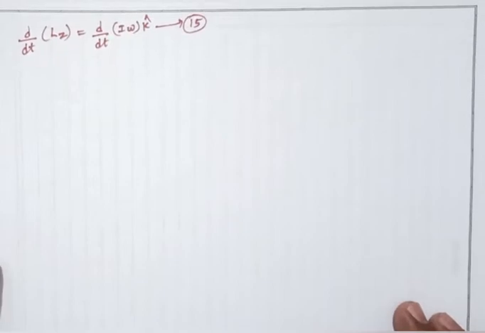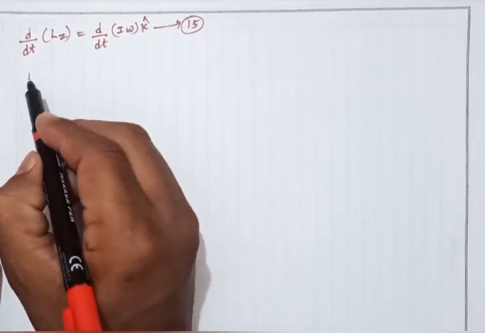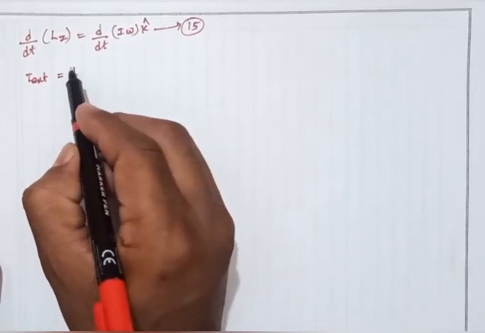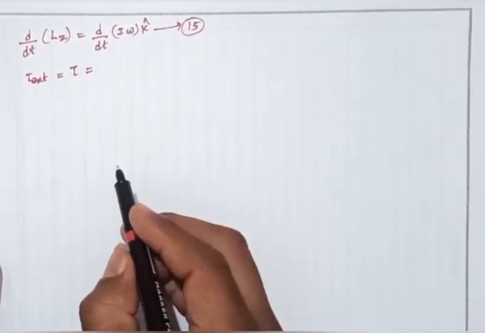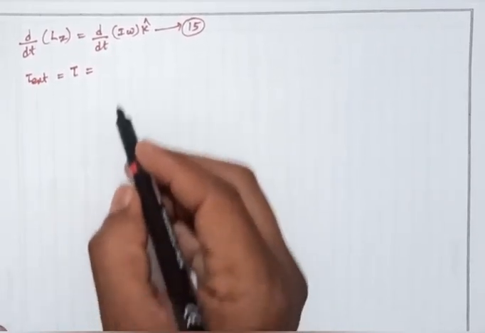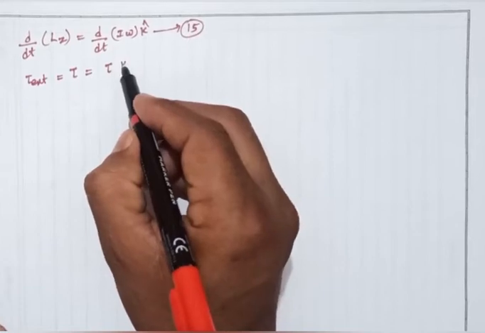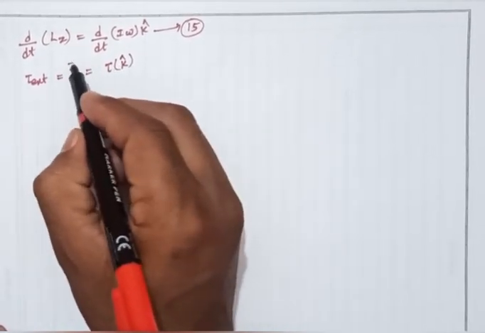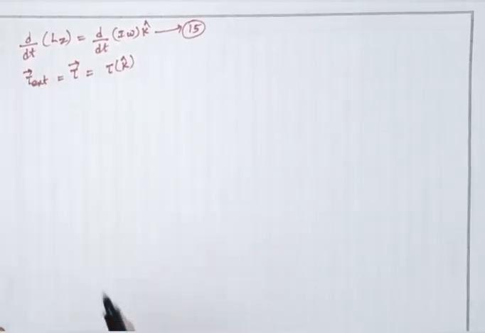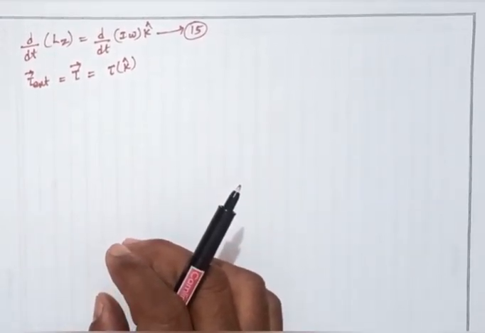Listen here. From equation number 14, tau external, also written as tau, acts along the z axis, so it is tau k cap. Next is equation number 10. What is equation number 10?